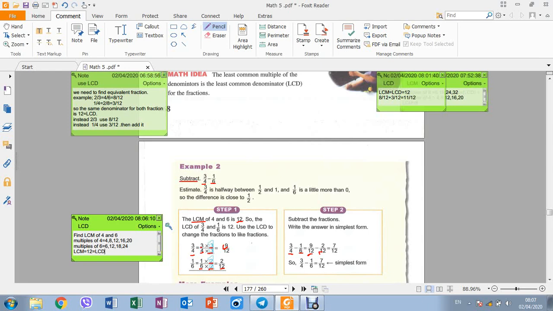Put down this denominator 12. Don't touch it. And only we minus or subtract over the fraction. 9 minus 2 equal to how many? 7. So 3/4 minus 1/6 is equal to how many? Equal to 7/12. Because the numerator is smaller than the denominator, this is the simplest form. We don't touch it because this is the simplest form.